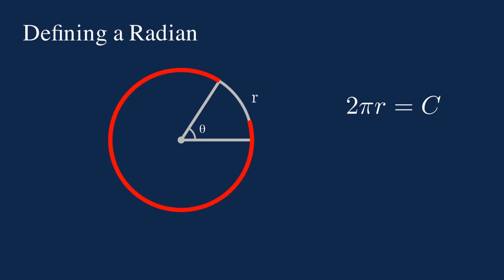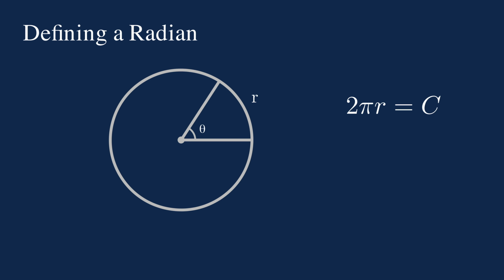The fraction that the arc takes up out of the whole circle is r out of 2 pi r radians. We can cancel out the r's, and we see that the arc length from 1 radian takes up 1 out of 2 pi of the whole circle. So that means 2 pi radians would be the full circle.